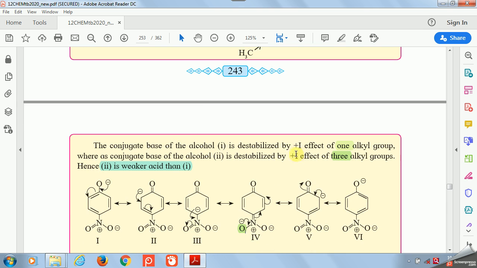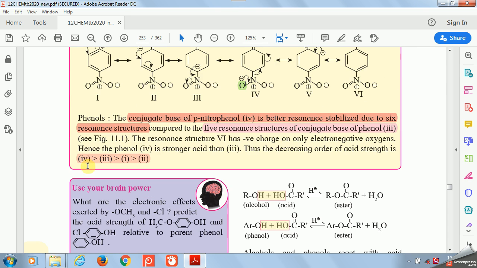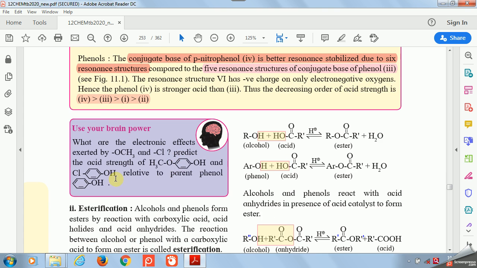Because of destabilization due to the +I effect. Okay, so this is your order: 4, 3, 1 and 2. Then you can use your brain and try to find out the answer to this question.